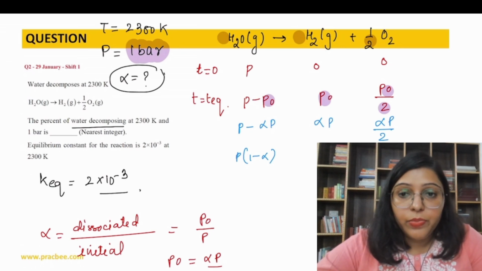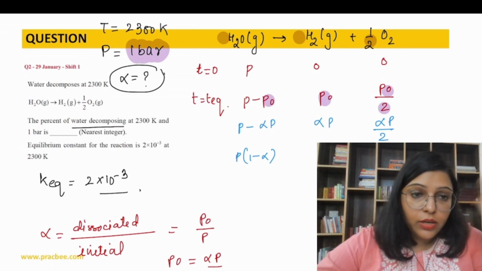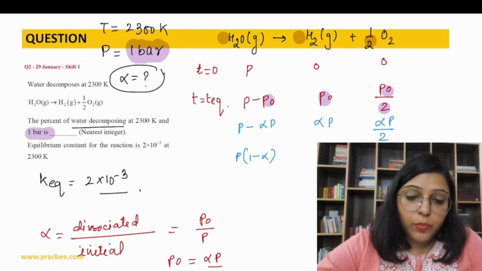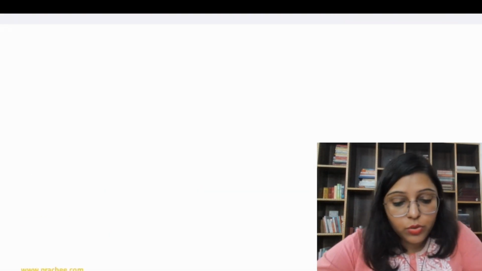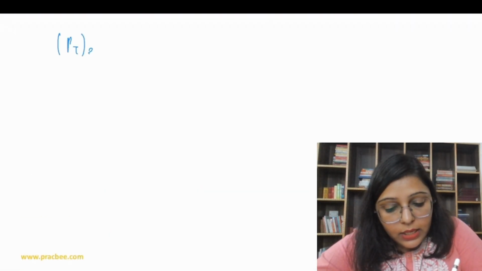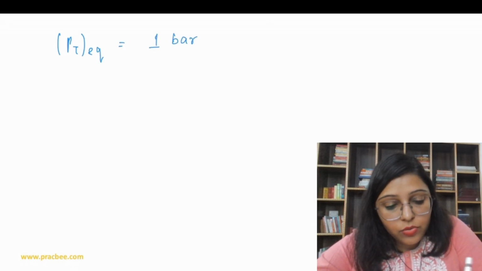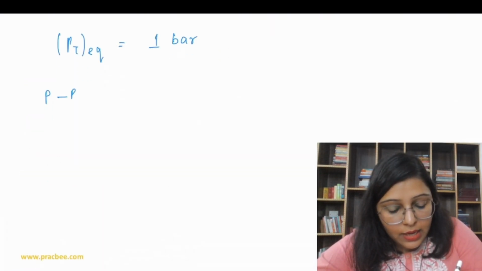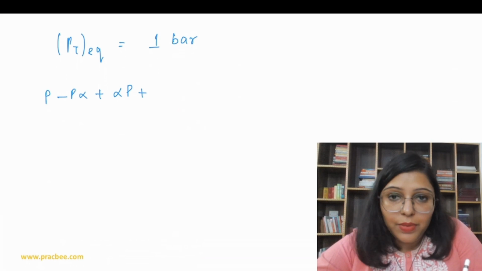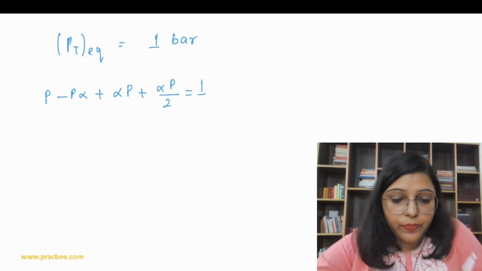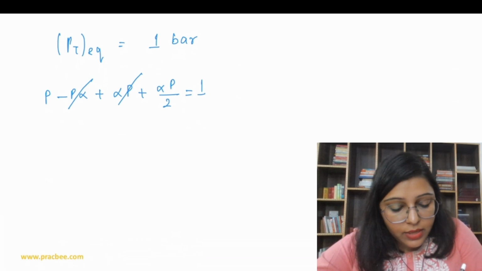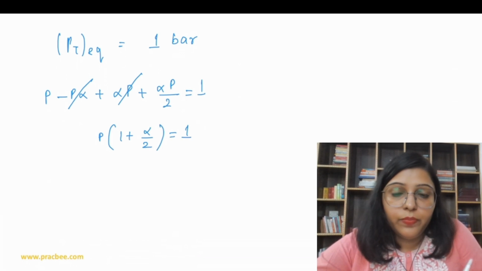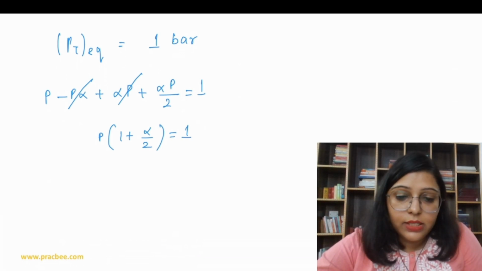Now how to do this? See, now we have another piece of information in the question. We have the information that pressure is equal to 1 bar. You know, total pressure is equal to 1 bar. So we can say P total at equilibrium is equal to 1 bar. So we have P minus P alpha plus alpha P plus alpha P by 2, equal to 1. So things cancel out and we get P common, (1 plus alpha by 2), equal to 1.